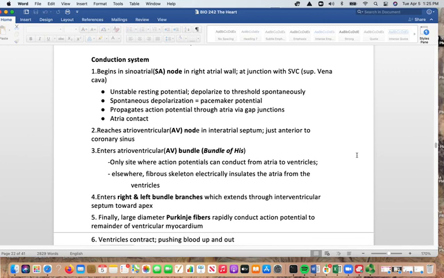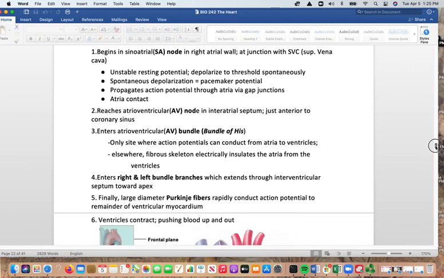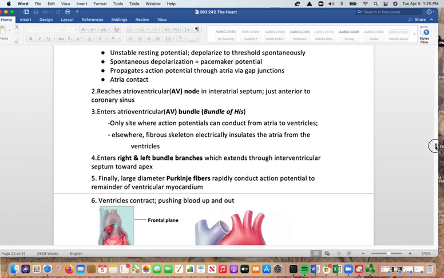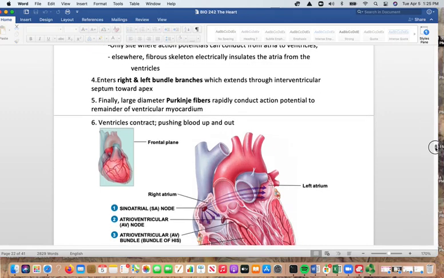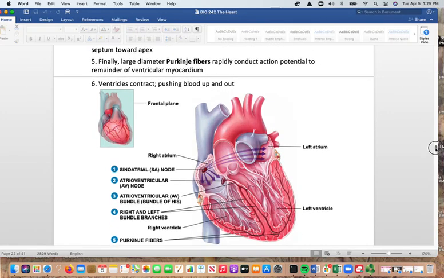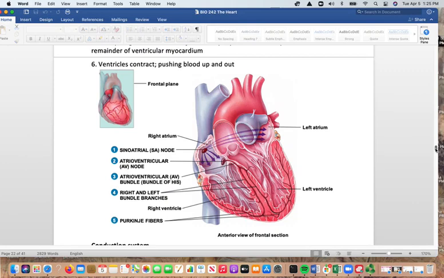So once it goes through the bundle of His, it will enter into the right and left bundle branches that are going to extend through the interventricular septum towards the apex of the heart. And then it will finally go through the larger diameter Purkinje fibers and rapidly conduct the action potential to the remainder of the ventricular system, causing the ventricles to contract and pushing the blood up and out.